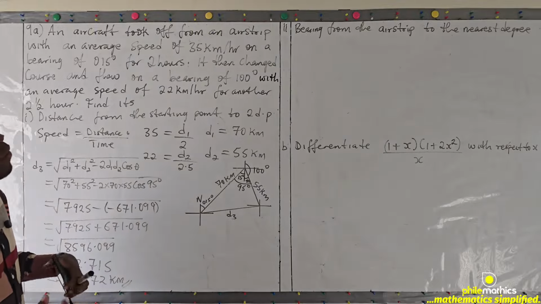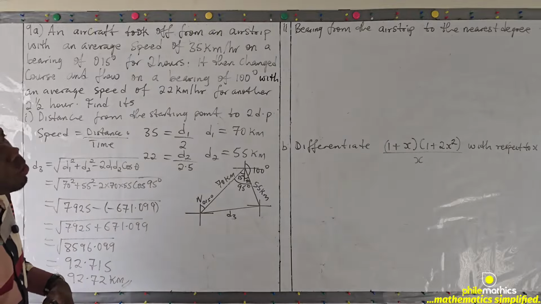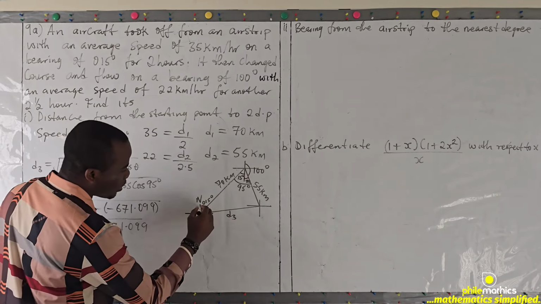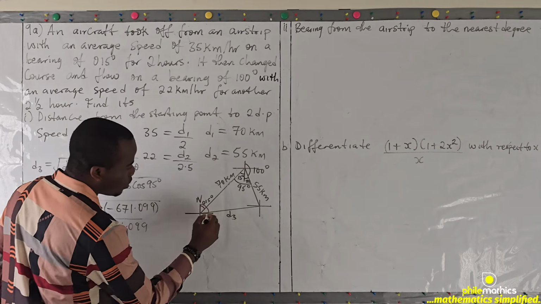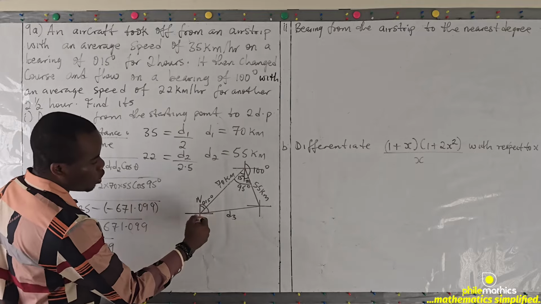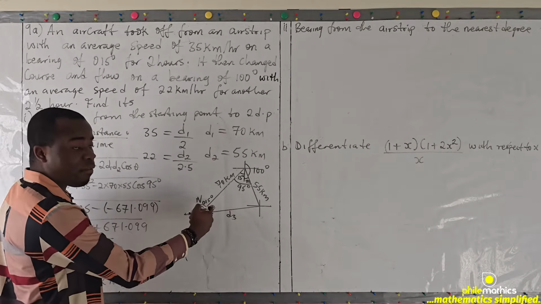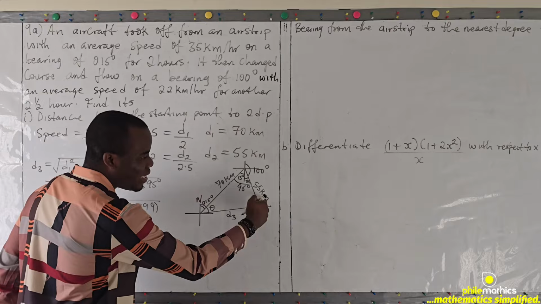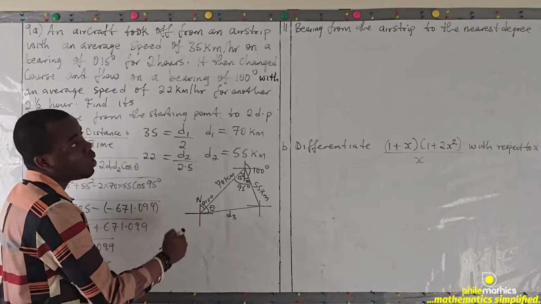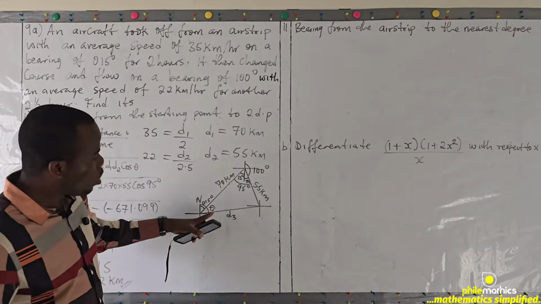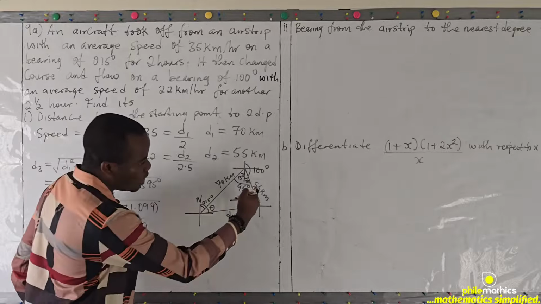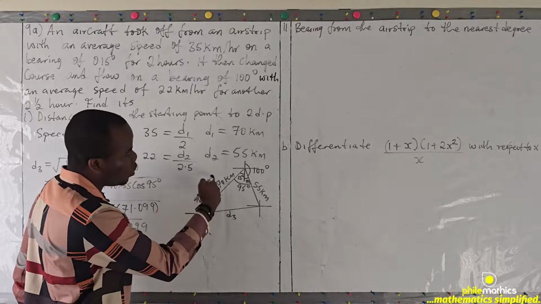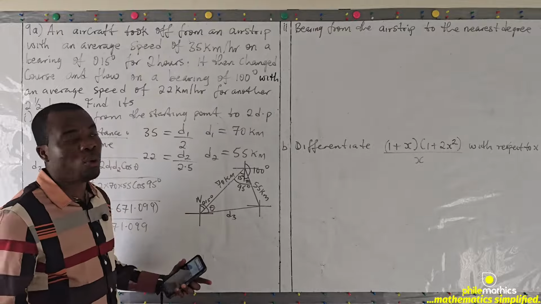The second part said, find the bearing from the S strip to the nearest degree. This distance, find this bearing from the S strip to this. So if we call this theta, if we can find theta and add it to 15 degrees, that's the bearing at this final destination from the S strip. And so to get what theta is, since we know this side and we're looking for this angle, and we have gotten this and we know this side, we can use sine rule.